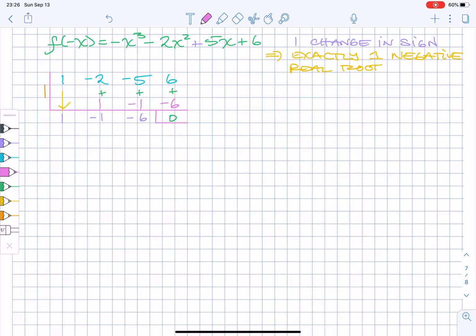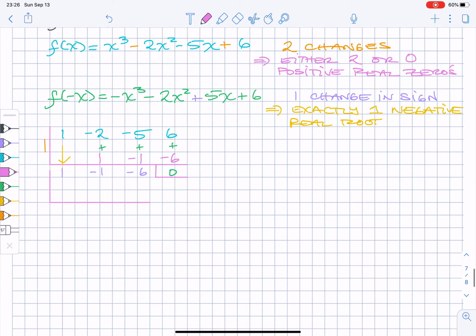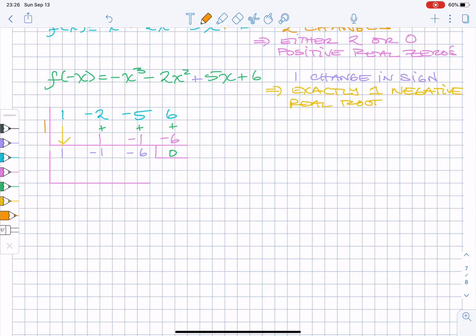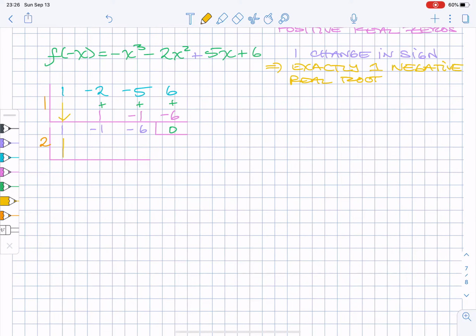So let's try again. 1 minus 1 minus 6 is not 0, so let's try 2. And is 2 a factor of 6? It is. So that's good.